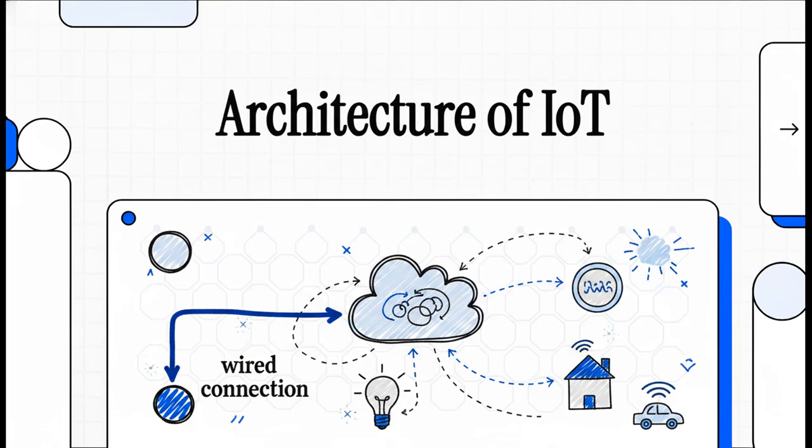Welcome to This Explainer. Today, we're going to take a super fascinating journey straight into the physical and logical backbone of the Internet of Things, or, as we all know it, IoT. We are going to pull back the curtain on how the whole shebang actually works, from tiny edge nodes and wired connections all the way up to massive wireless smart applications. So let's dive right in.